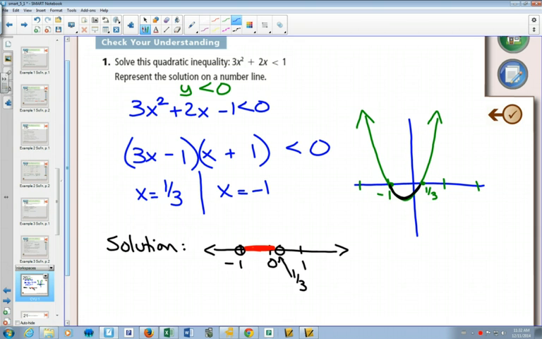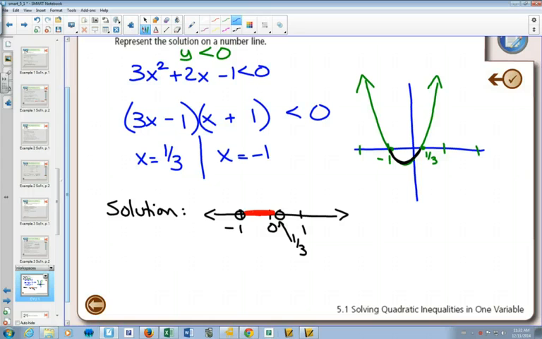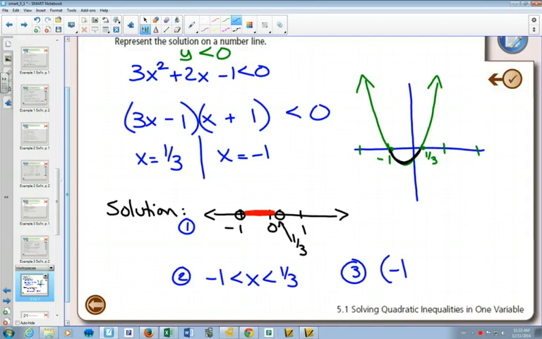Your solution can also be written as an interval. So solution type number 1, solution type number 2, we would say that x is between -1 and 1/3. Since there's no equal sign under the inequality in the question, there would be no equal sign in the solution. Or you can write this as an interval. And as an interval, you start with your smallest value, which is -1. And you go to your largest value, which is 1/3.